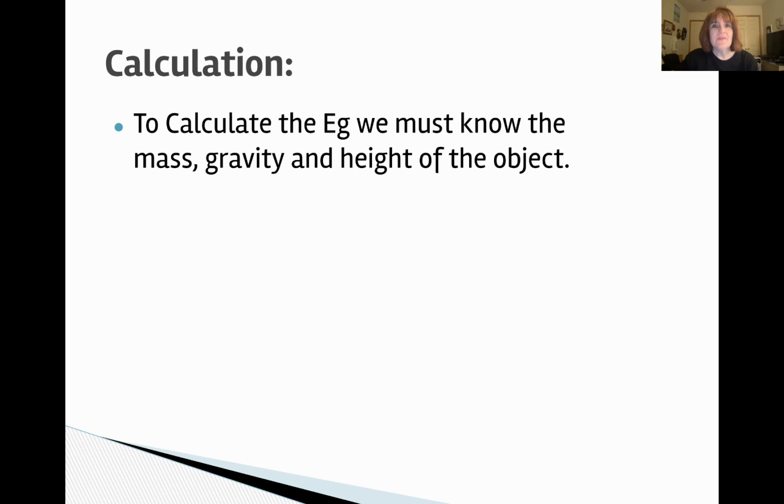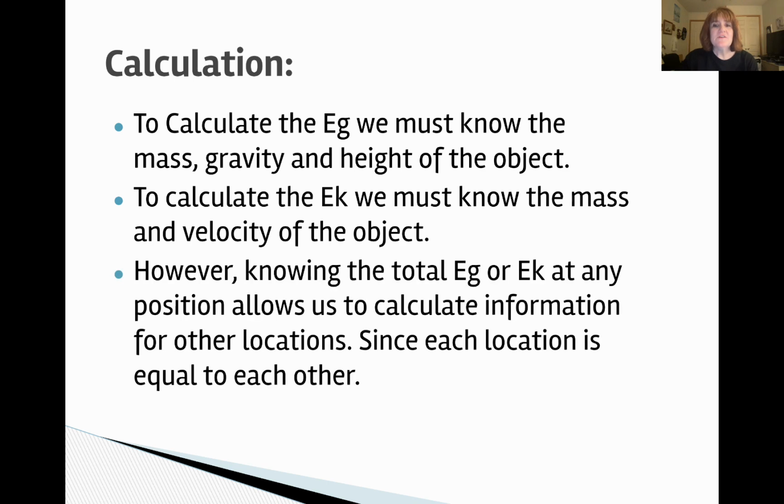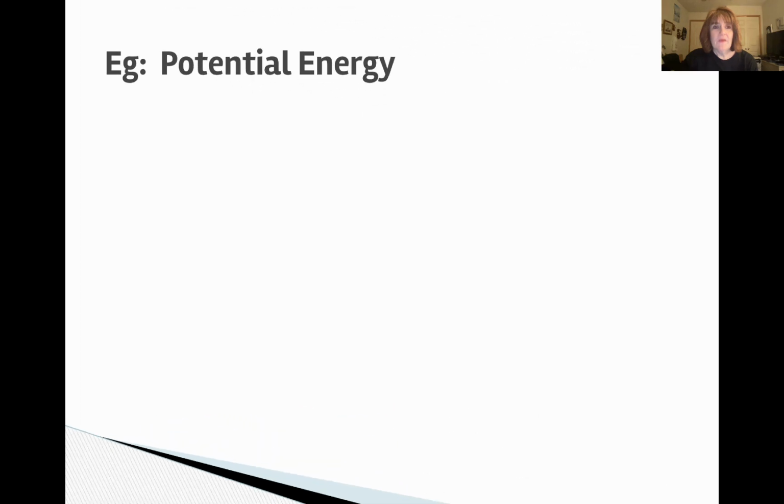So to calculate EG, we must know three things: the mass, the gravity, and the height of the object. In order to calculate EK, we have to know the mass and velocity of the object. But remember, the law of conservation of energy says that energy is not created or destroyed, it is just transformed. So knowing the total EG or EK at any position allows us to calculate information for every other position that we're given in a problem, because each location is equal to each other location.